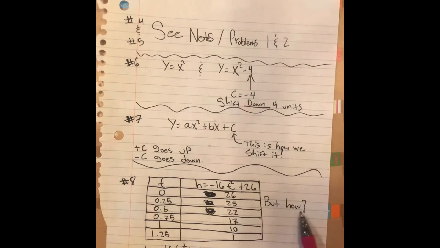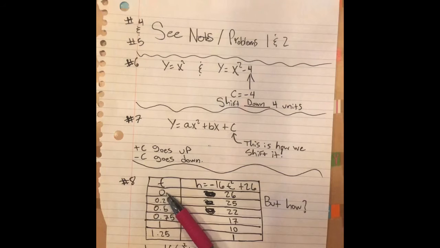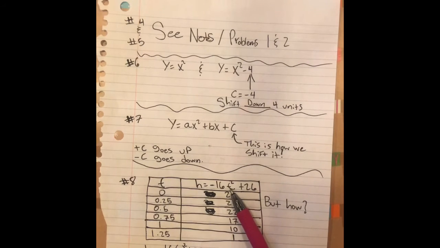So as you go through, I have these. How do you find them? You plug them in. I always use the example they give you and try to show you how they got what they got so that you can replicate it and get your own answers. So what did they do? They have t here as 0. Here is t in the function, so they just plugged it in. What is 0 squared? 0. What is negative 16 times 0? 0. What is 0 plus 26? 26. That's how they got 26.